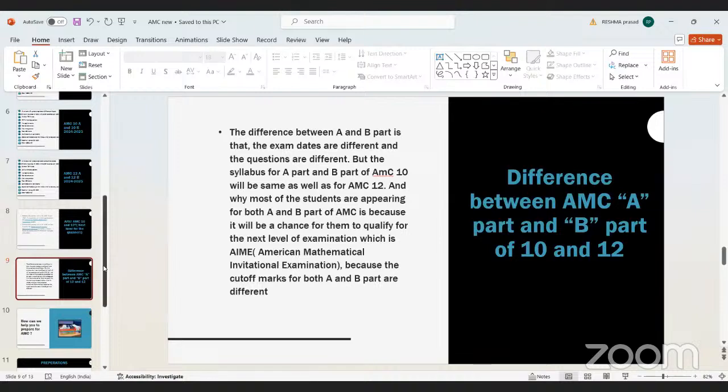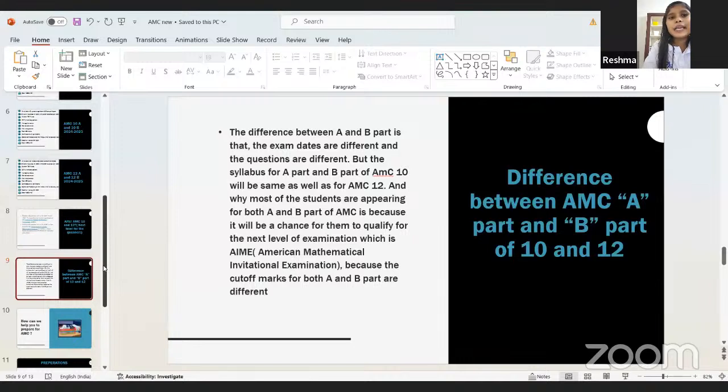As you can see here, most of the students have the question: what is the difference between A part and B part? The difference is that the exam dates are different and the questions will be different for AMC 10 and 12. Most students take part in both parts of AMC because the next level is AIME, and the cutoff mark will be different for A part and B part. So students appear for both because it is a chance to qualify for AIME. But it is not mandatory that you appear for both parts. If you appear, it will be a chance for you to qualify for the next level.